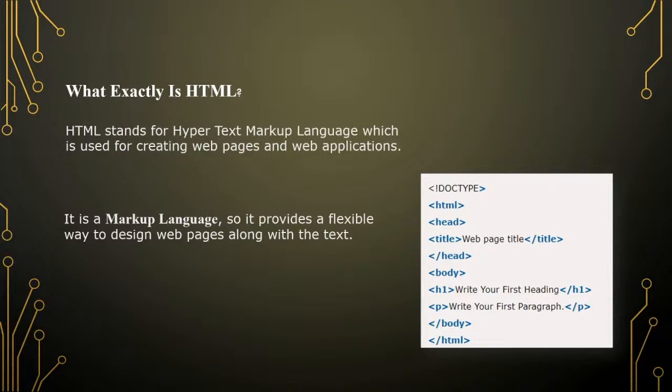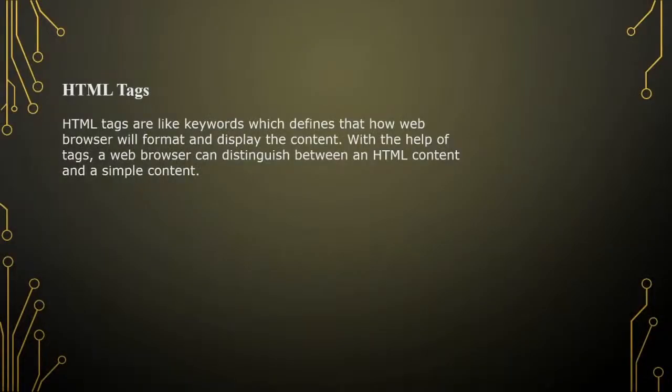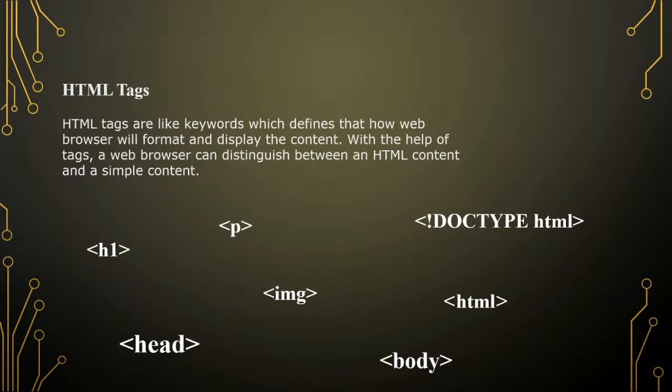HTML helps in designing web pages with different colors, text, addition of photos, and many more things. These collections of web pages result in a website. To start with the making, we should know more about the building blocks of web pages, that are HTML tags. HTML tags are like keywords which define what and how the web browser will format and display the content. With the help of tags, a web browser can distinguish between HTML content and simple content.